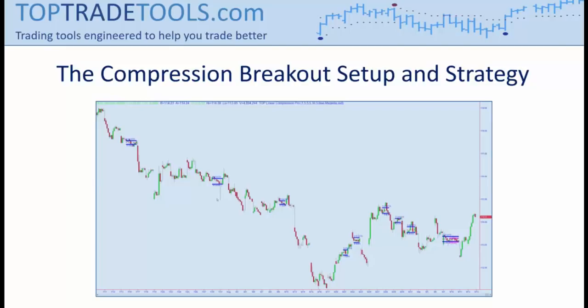I'm going to be talking about the compression breakout setup and strategy. This is a setup that typically is fairly different than what most people look for in the markets for predictive patterns, but it's an interesting one, and it's certainly one that is worth taking a look at and learning about. So let's go ahead and get started and jump right in.